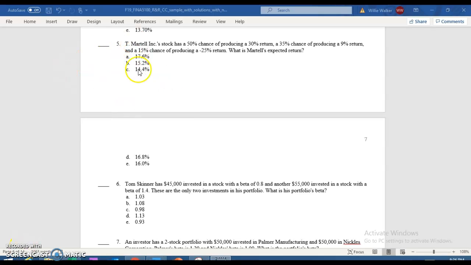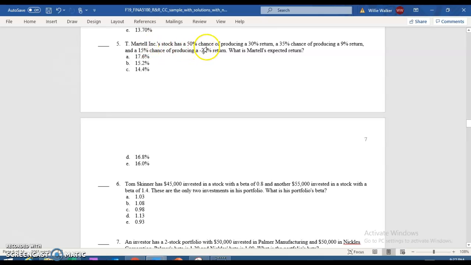Here we go with question 5. T. Marshall's Inc. Well, let's just skip down and see what the problem is asking. What is the expected return? Okay, so I know I'm trying to find expected return. All right, T. Marshall's Inc.